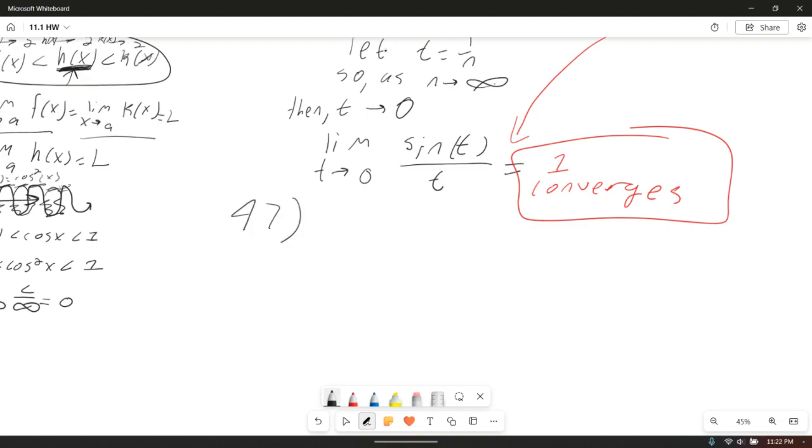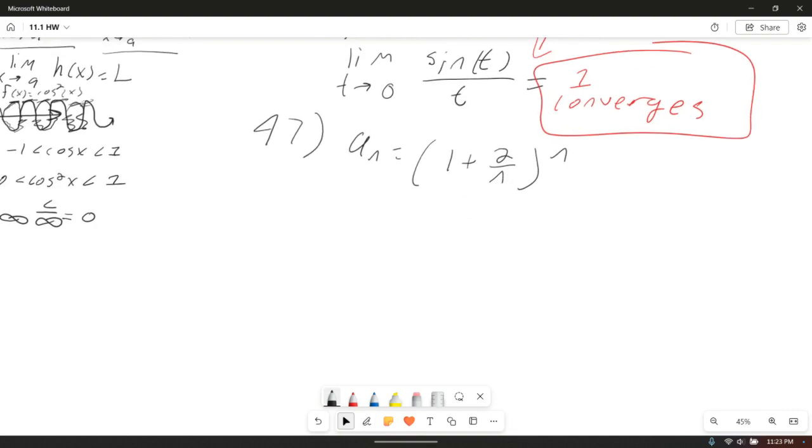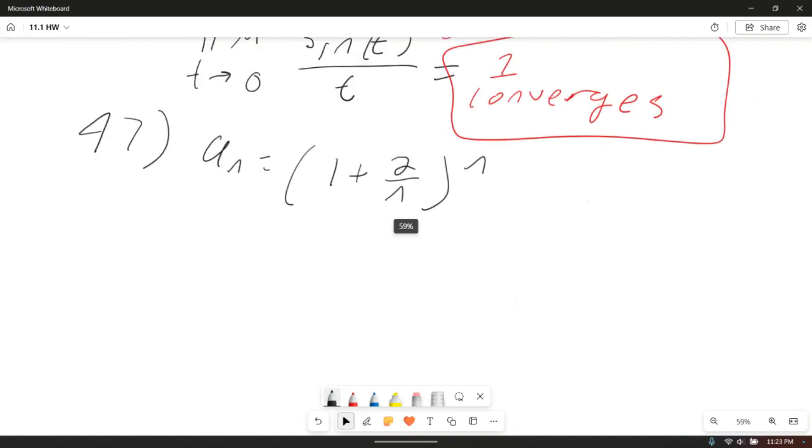Problem 47. So the sequence a sub n equals (1 plus 2 over n) to the n. And I think this is a really challenging one, and it's a great one to leave it off on.